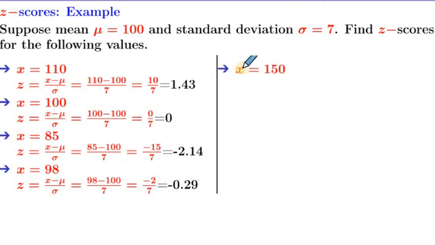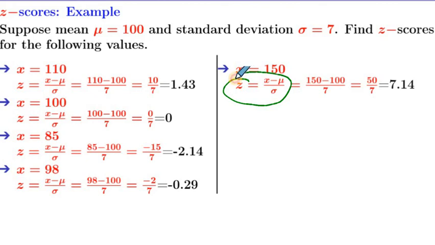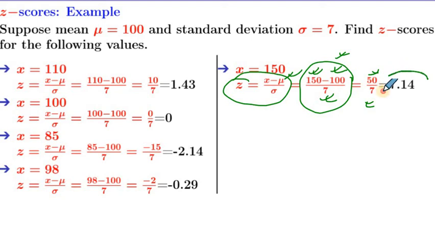Let's find the z-score when x is 150. We know the formula of z is x minus mean over standard deviation. Let's simply plug the numbers into this formula. Since our x is 150, our mean is 100, and our standard deviation is 7, that's what we have here. On doing this math, we get 50 over 7. When we divide 50 by 7, we get 7.14.